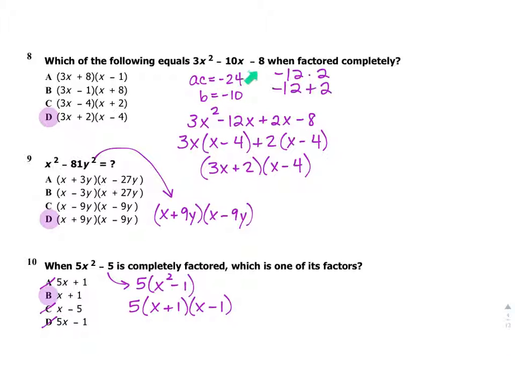Find AC. A times C, negative 24. Find B, negative 10. Find factors of AC that add up to B, which come out to be negative 12 and 2. Take apart the middle term, going backwards through FOIL, giving yourself 4 terms now.